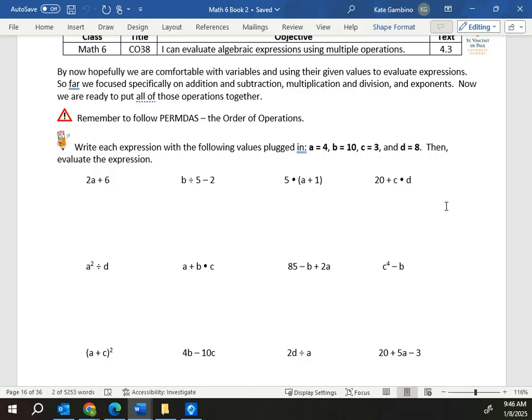It's the doing the math. When we evaluate algebraic expressions using multiple operations, we're going to actually do the math this time. So evaluate, when you see that in the directions on the math test next week, and it says evaluate this problem, it means do the math. So whatever the expression is saying to do, we're going to do it.